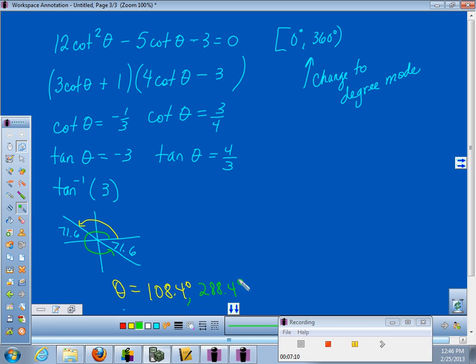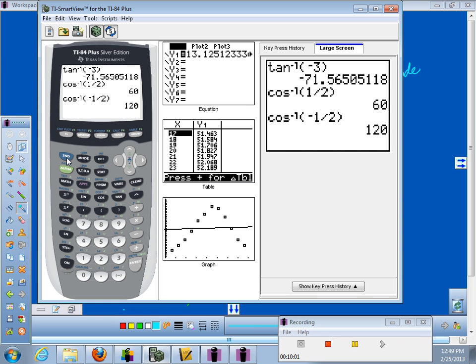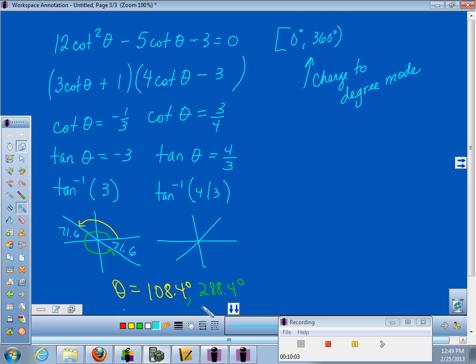Okay, are you done? Is that your answer? No, we got this other one. We had tangent with 4/3. So you also have to punch it in your calculator, do inverse tangent of 4/3. This one's positive, so I'm in which quadrants? 1 and 3. So I've got to punch that in my calculator, inverse tangent of 4/3, and I get 53.1. So that's my reference angle.